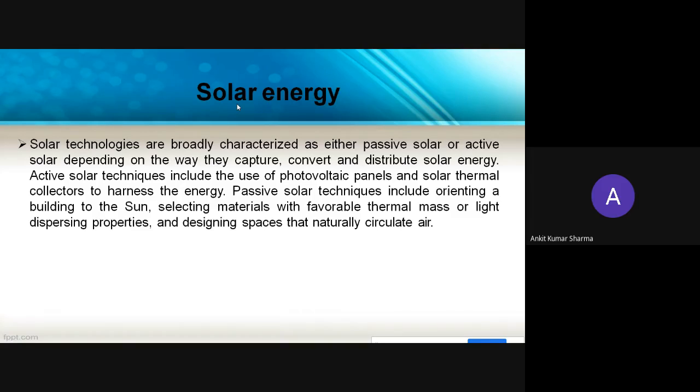So passive solar techniques are really considerable and appreciable here.